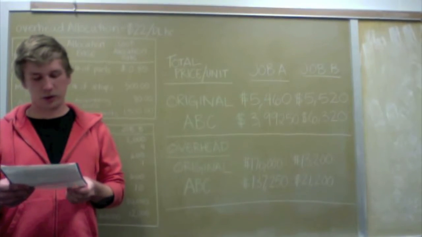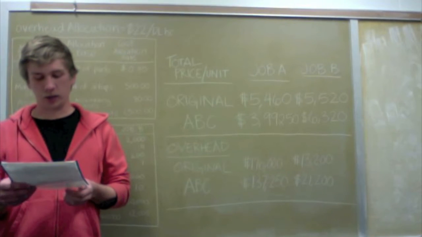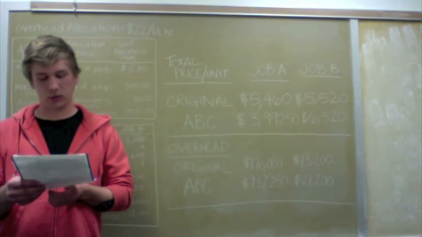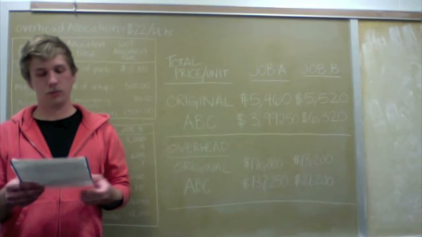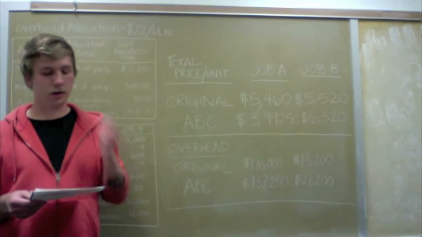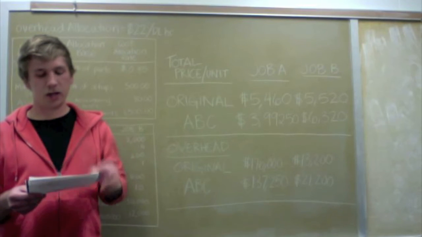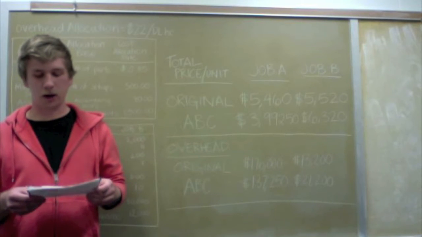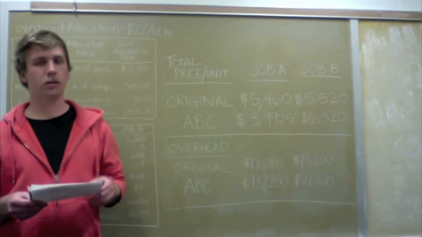All right, requirement three asks, which costing system more accurately assigns to jobs the cost of the resources consumed to produce them? The ABC method is more accurate because instead of treating each product exactly the same, it takes into account exactly how much of each activity the product uses.